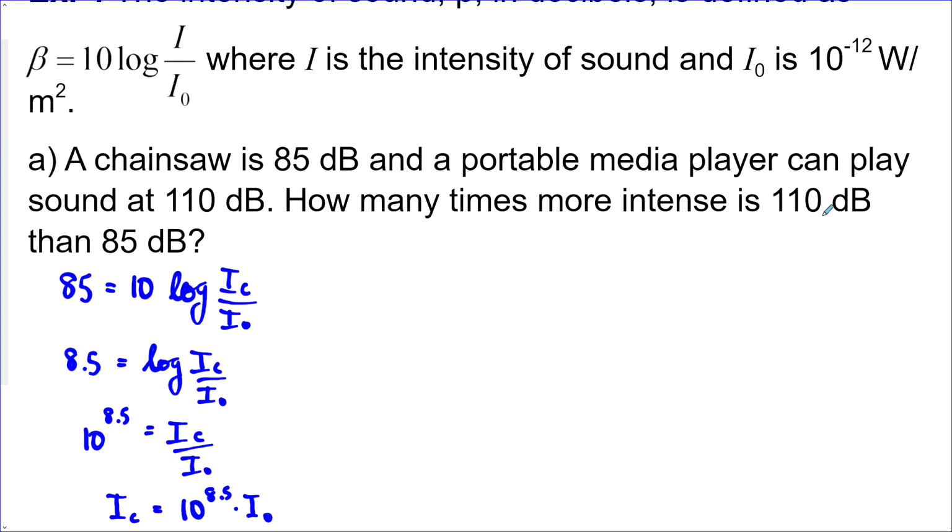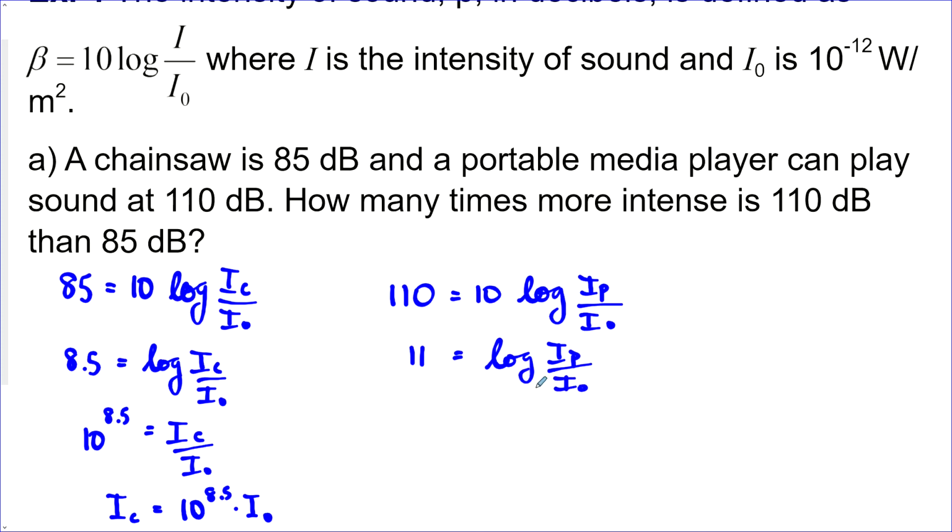The next one, let's find the intensity of this portable media player. 110 is equal to 10 log I, and we'll say that this is a P for portable player, over I naught. Do the same sort of algebra steps so that we get 11 is equal to log of I_P over I naught. Rewrite this into exponent form. 10 to the power of 11 is equal to I_P over I naught.